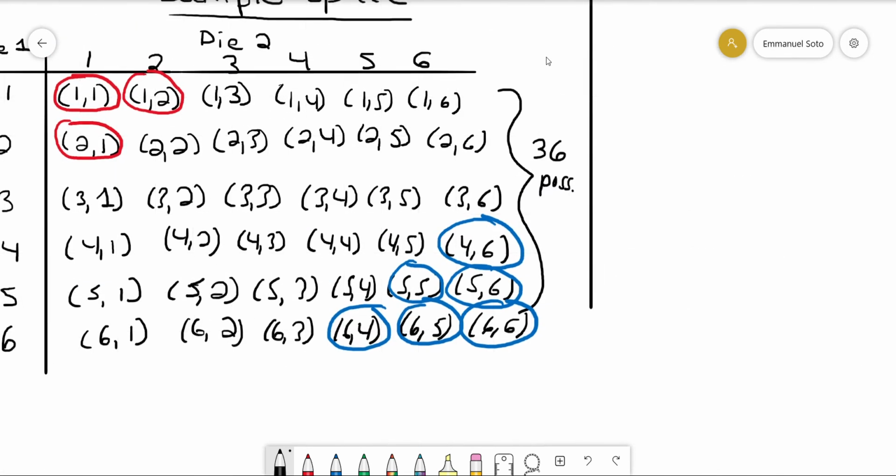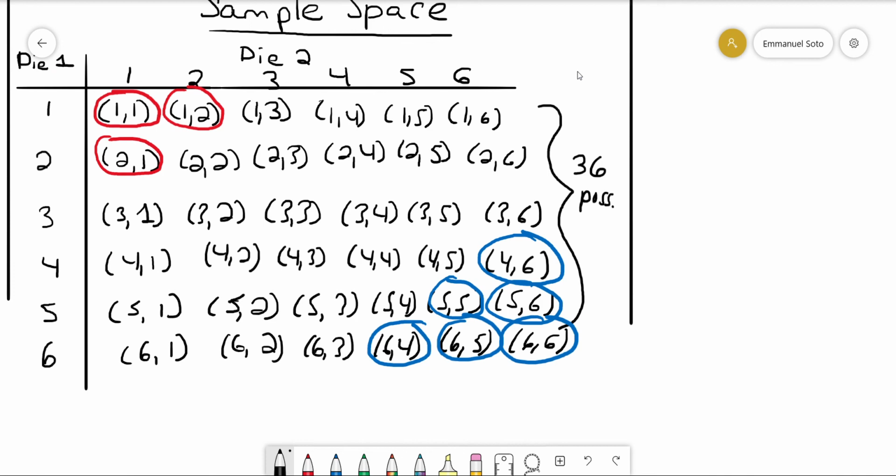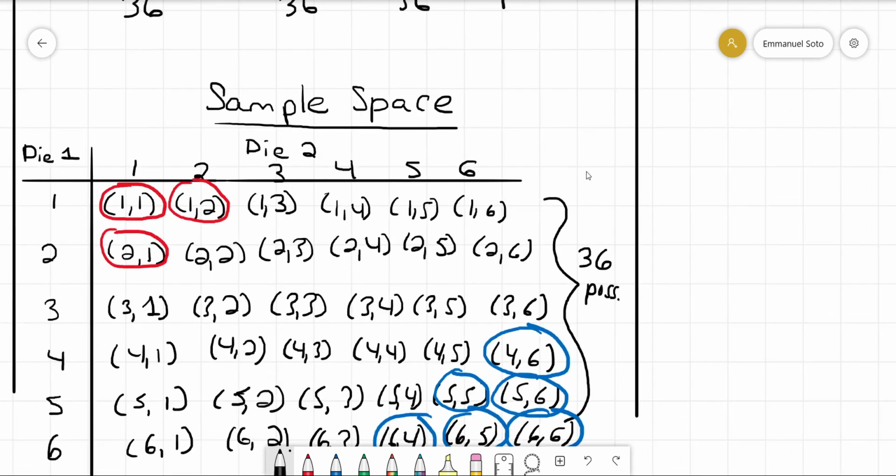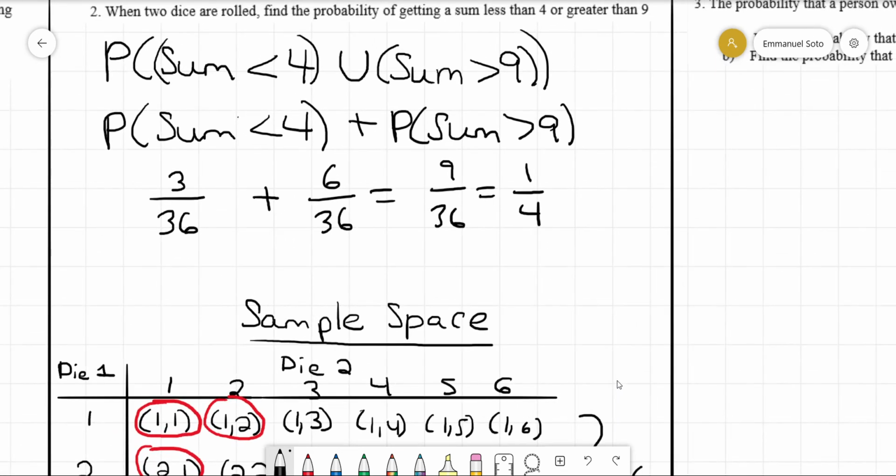Alright, and that should be all the possibilities. And I'm going to double check my work, make sure I'm not missing any possibilities. Alright, and that looks good. So that is our answer, 1/4.